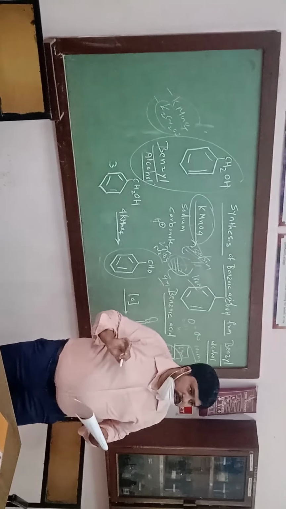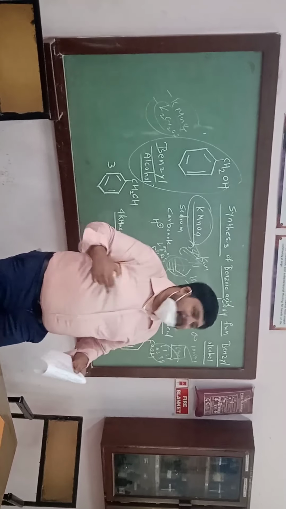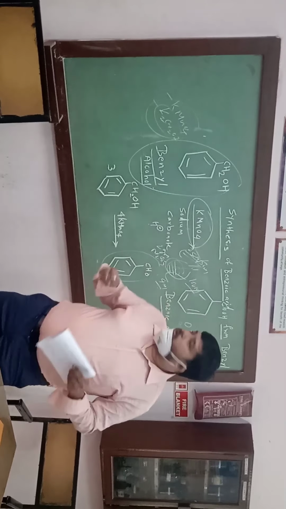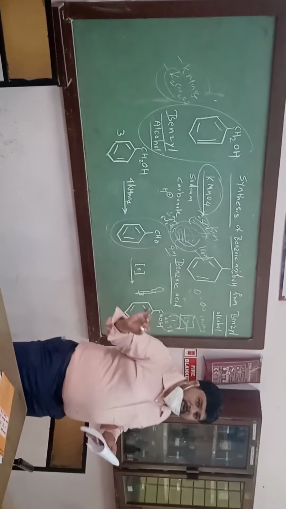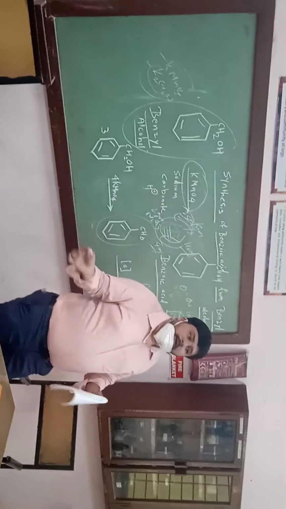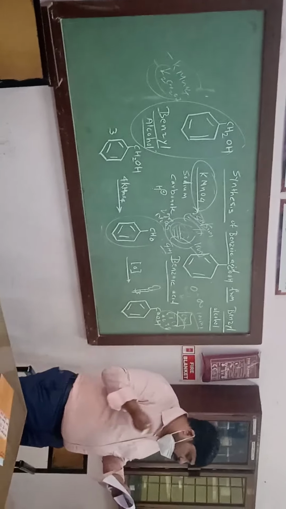Is that clear? Then again go to the electronic balance. You weigh 2 gram of sodium carbonate, Na2CO3. Okay, you weigh this and add it to your round bottom flask. This is your part 1.